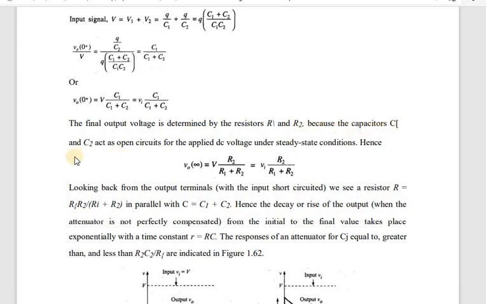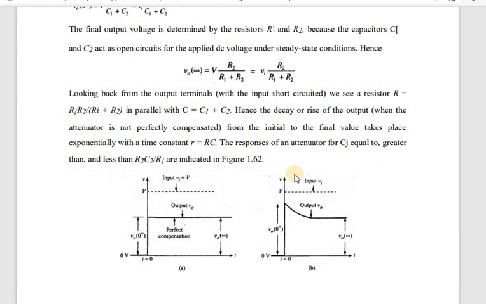So the final output voltage can be determined by using the resistors R1 and R2, because the capacitors C1 and C2 act as open circuits when you are applying some DC voltage under steady state conditions. So as to find the output, we use the resistors R1 and R2. At steady state, your output voltage V0 of infinity can be given as V into R2 divided by R1 plus R2.